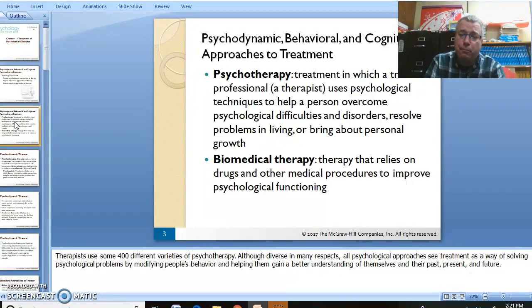Biomedical therapy mainly relies on medication or shock therapy. And shock therapy is still used to this day, and it is highly effective. It works really well. Shock therapy does. And then there's transcranial magnetic stimulation that focuses on a specific area of the brain.